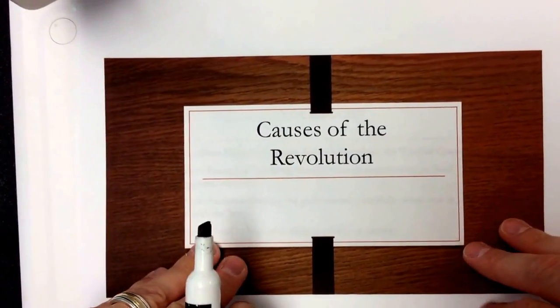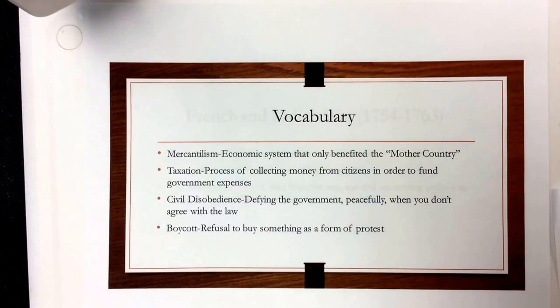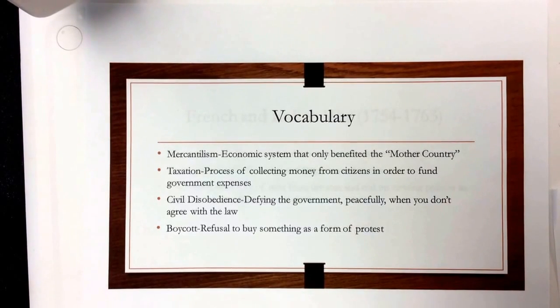Now, for the causes of the American Revolution, we're going to talk about a few different things, including some vocabulary. The first thing we're going to look at is our vocabulary. We have 4 words that we're going to define today. The first one is mercantilism. It's that economic system that only benefited the mother country. We've talked about it 100 times already. I know you're tired of it, but I need you to go ahead and have it again.